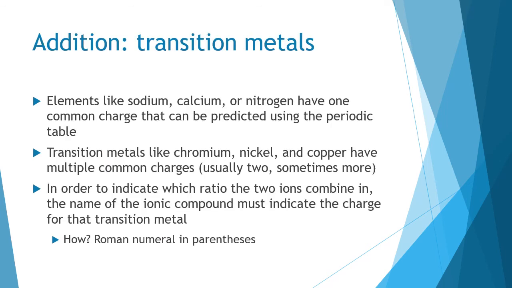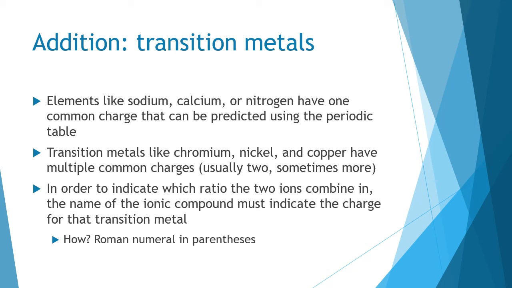There is only one additional thing that might show up in the name of an ionic compound, and it only shows up if a transition metal is involved. This is because elements like sodium, calcium, or nitrogen, like we saw in the previous slides, have predictable common charges that can be predicted on the periodic table. And so, if I see their name, I assume their charge. However, transition metals have multiple common charges due to the fact that they have d electrons, which creates an unusual set of valence electrons. So metals like chromium, nickel, or copper have multiple possible charges.